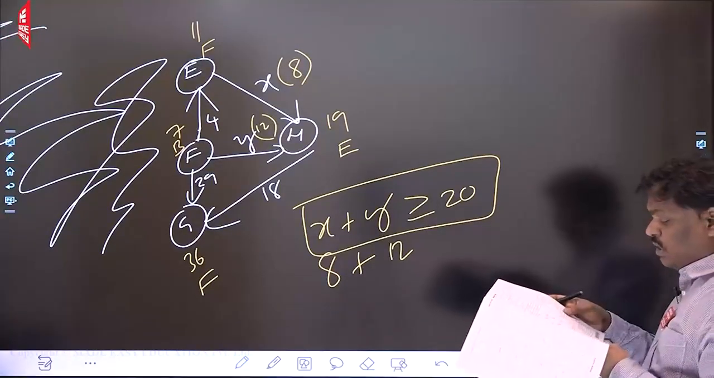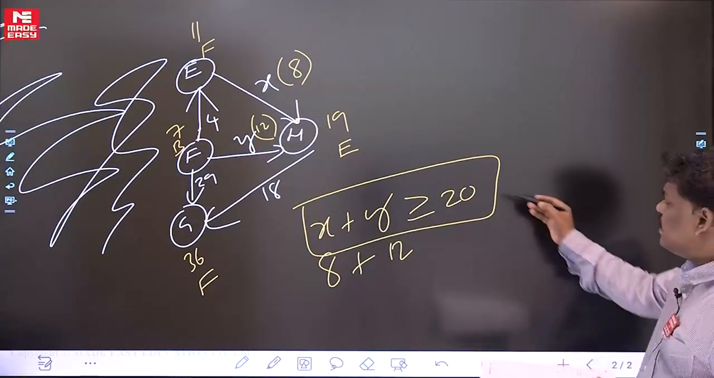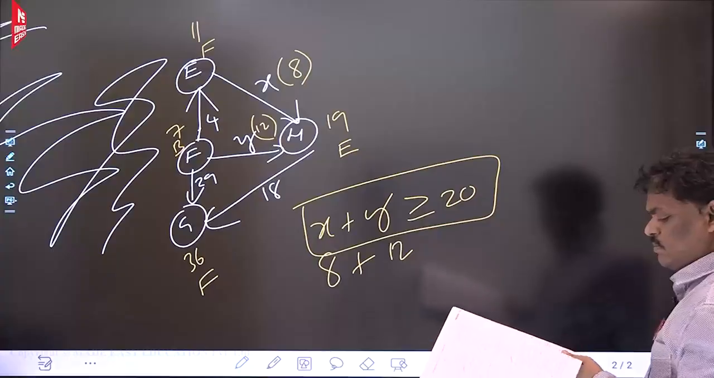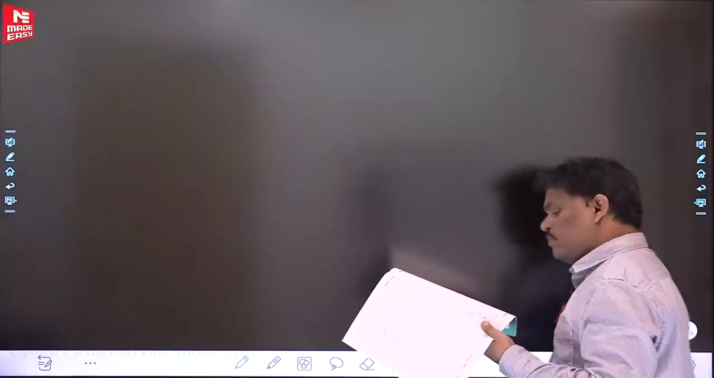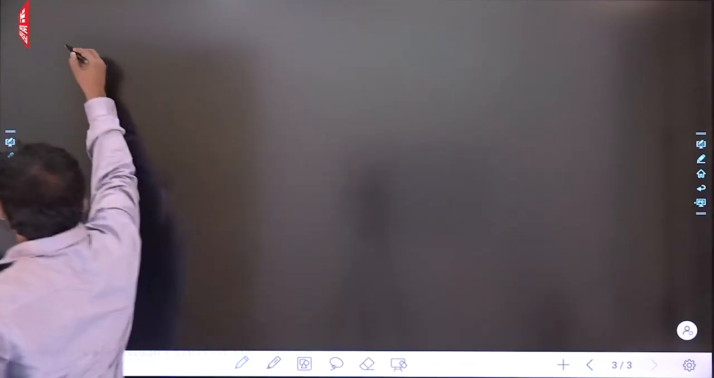Can you help me with question number 39? What is the answer? Greater than or equal to 20. Question 39's answer is x plus y greater than or equal to 20. Go to question number 40. Question number 40, let's go to question number 40.